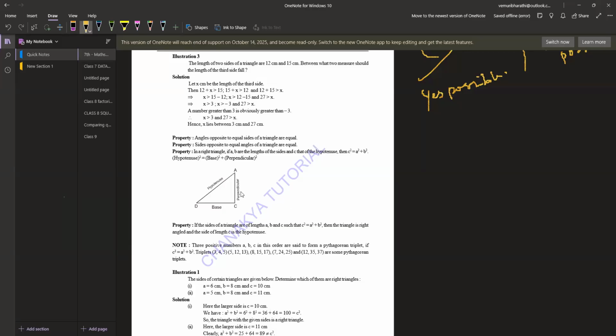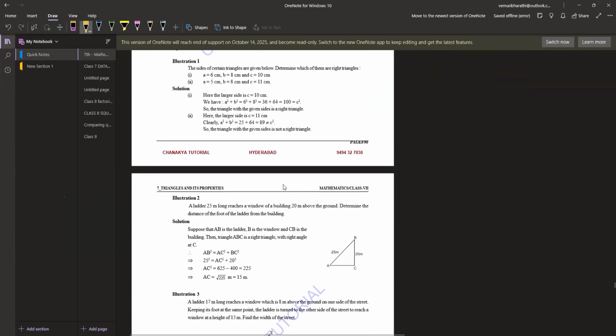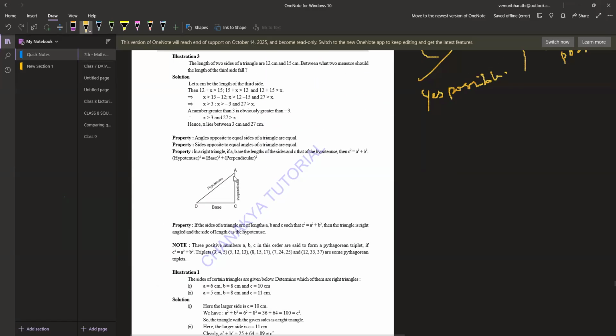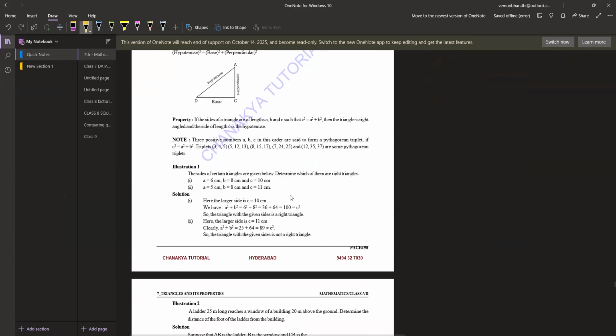So hypotenuse square is here equal to, in this triangle, AC square plus DC square will be equal to AD square. Good. From that, can we calculate the third side if any two sides are given in a right angle triangle by using the Pythagoras property? Yes or no?